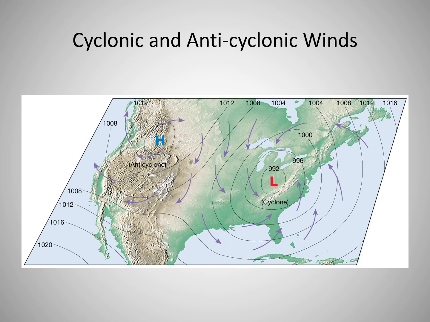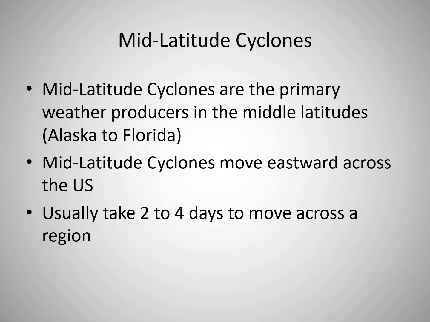Notice the purple arrows are moving away from the H. The winds are blowing from the high pressure to lower pressures outside, and the winds are blowing in a clockwise fashion, and we do expect clear skies with the anticyclone.